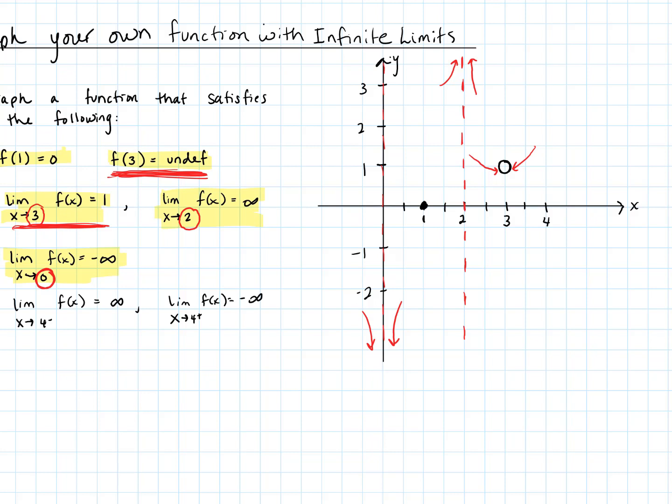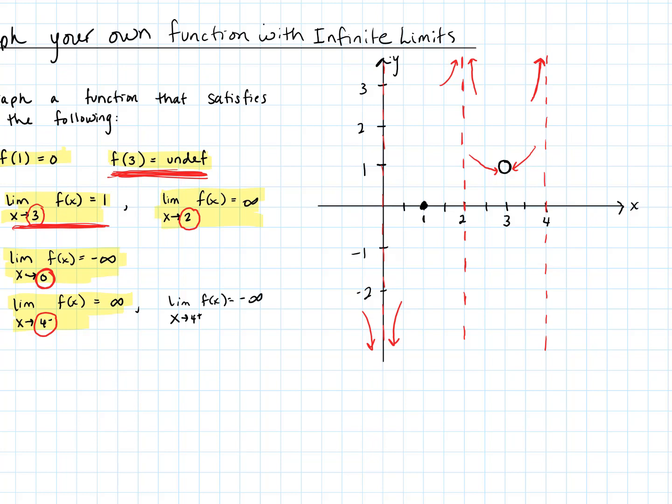The next piece of criteria I'm given says the limit of the function as x approaches 4 from the left. This one is a directional limit. So 4 from the left is going to increase without bound. But that creates another vertical asymptote. This function's got all kinds of vertical asymptotes and infinite behavior. So we have another vertical asymptote. Coming from the left of 4, we're going to grow without bound, approach infinity.